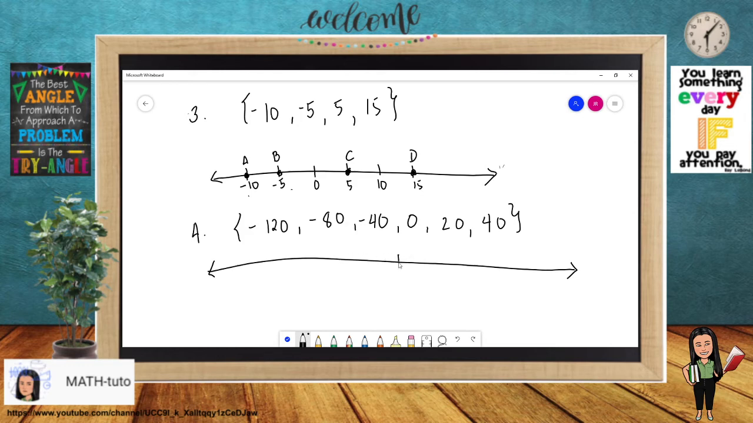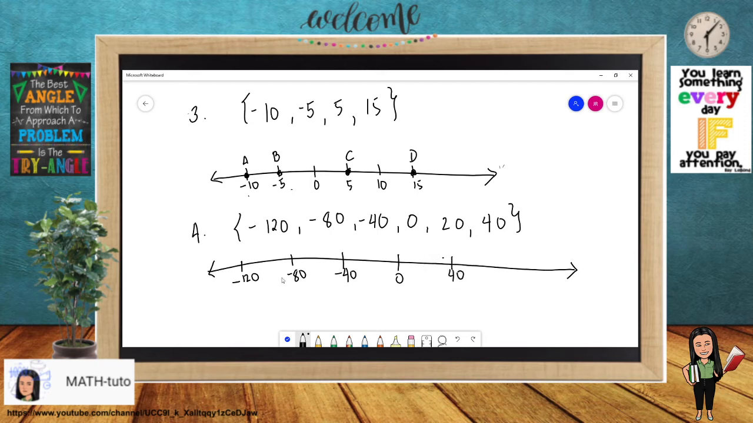So, I'll put 0 here. But we have also 20 here. So, just take note that 20 should be in between 0 and 40. Okay? So, by 40 ang gawin natin. We have here negative 40, negative 80, negative 120. Of course, we know that between 0 and negative 40, we have the numbers negative 1 to negative 39. But we just didn't write that because we don't really need those numbers to plot these given real numbers. So, our interval is 40.